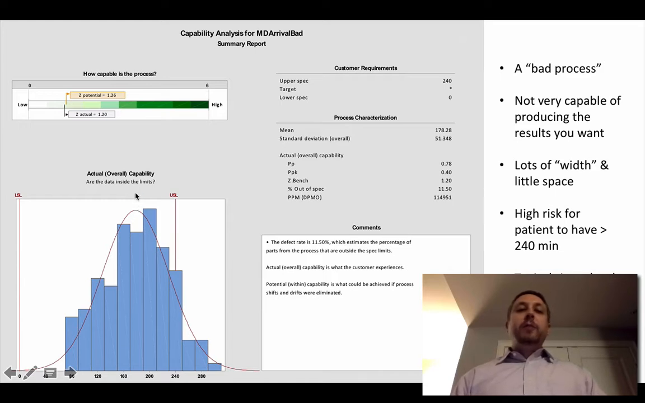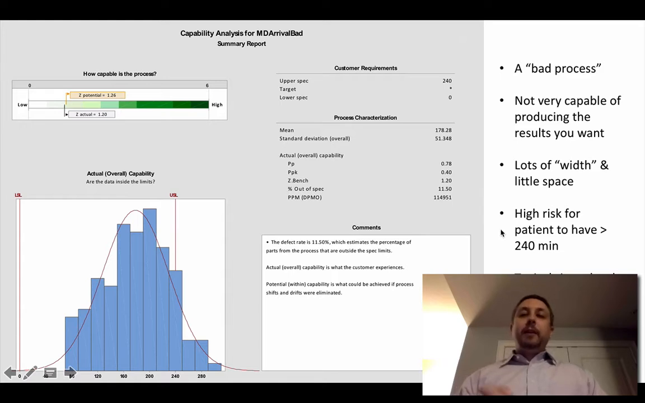Even if we focused on moving the average, we said, boy, we are going to fight to get our average time for patients when they come to the emergency department down. We're going to shift this whole curve down. Well, guess what? The process is still not very capable of routinely and robustly giving the outcomes we want for an individual patient. In other words, there's lots of width and relatively little space between the lower and upper spec limit. It's high risk for a patient.